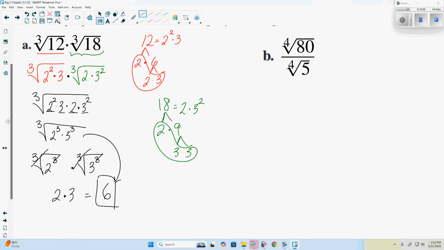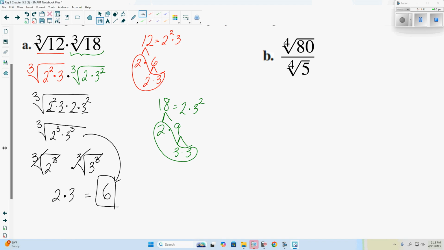Questions on this here? Because really this is factoring it down and taking out our groups of 3 in this case, or whatever our nth root is. Questions on A? Any other questions on A? We already looked at B.